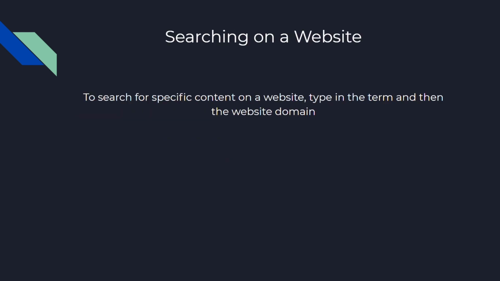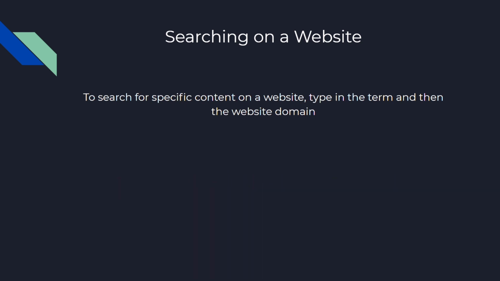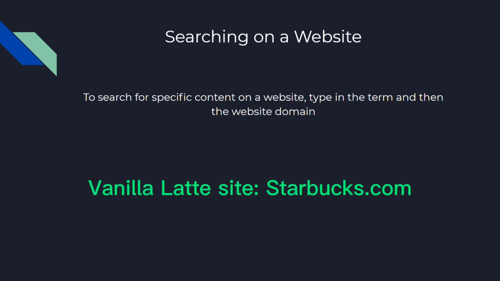Another way to search for content on a specific website is to type in the word we are looking for, then the website domain. For example, if I wanted to check the weather for Vancouver on Environment Canada, I would type Vancouver site:weather.gc.ca. If I wanted to find a specific drink from Starbucks, I would type vanilla latte site:starbucks.com, so that Google will filter through all websites with vanilla latte and show the directory to the Starbucks vanilla latte page as the first result.